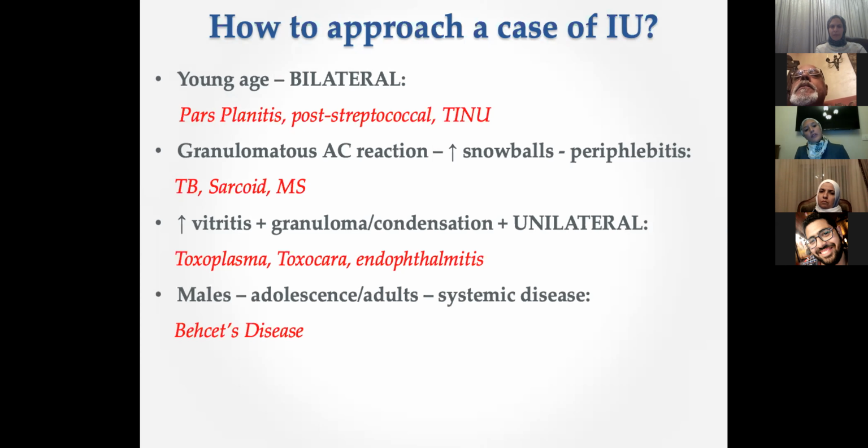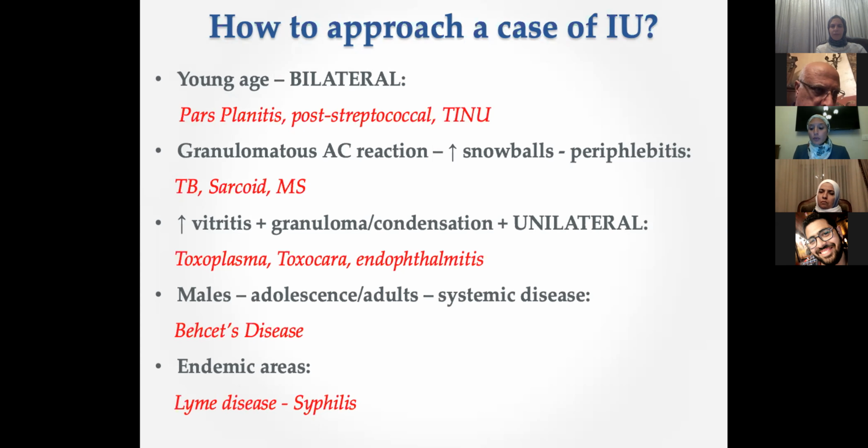If we're dealing with a case of males in the adolescent or young adult age with the presence of significant recurrent orogenital ulcerations, then Behçet's disease comes to mind. And finally, in some areas, Lyme disease and syphilis are endemic and should be taken into consideration.